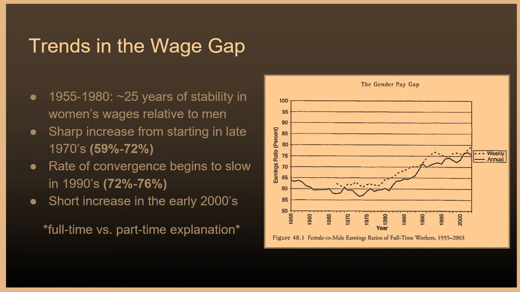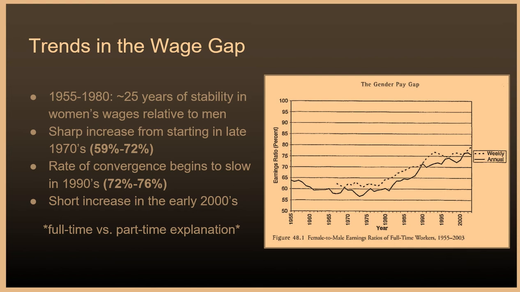So to start off, let's take a look at how the difference between earnings by men and earnings by women have changed over the past 50 years. Let me begin by giving you a little more information about this figure to the right. This graph shows us the earnings ratio, or the percentage earned by women relative to men, from 1955 until 2003. As you can see, the graph includes both weekly and annual earnings of full-time workers.